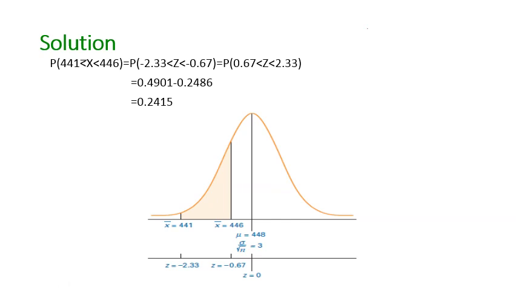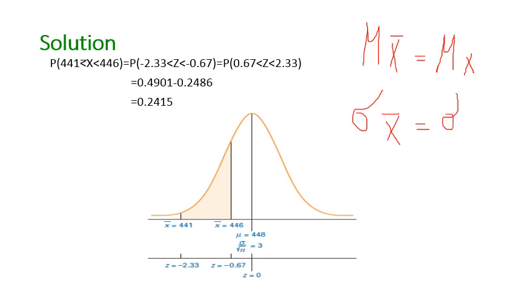Now we know that the mean of x bar is exactly the same as the original mean, or the mean of the population, or the mean of x, or the mean of the number of shoppers. And the standard deviation of x bar is the same as the standard deviation of x, the standard deviation of the number of shoppers, divided by the square root of the sample size.